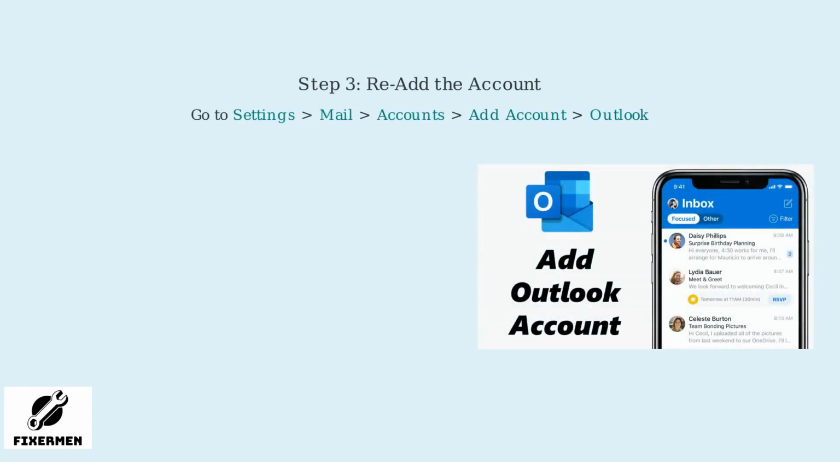After deleting, return to the Accounts menu and tap Add Account. Select Outlook from the list, then enter your email and password. Follow the prompts to complete setup. Your emails, calendar, and contacts should now sync properly.